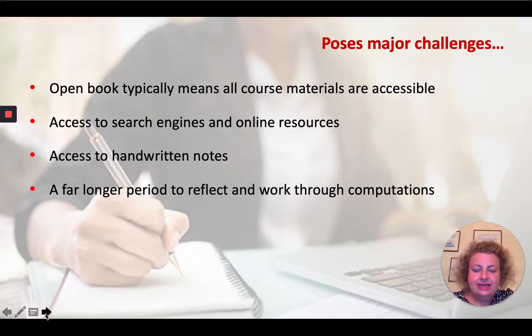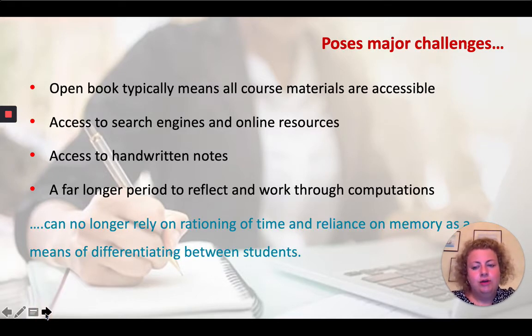Another key factor is that candidates would have a far longer period of time to reflect and work through the computations of problems. So that really changes the nature of the assessment. And it means that we really can't rely on time as a way of rationing how students can cope with the questions. And also we can't rely on memory as an indicator of depth of study. And this means we can't rely on time constraints and memory as a way of differentiating between first-class students, 2-1 students, 2-2 students, and so on and so forth. So we have to think quite differently about how we design our assessments and how we can really test the learning outcomes of our courses.